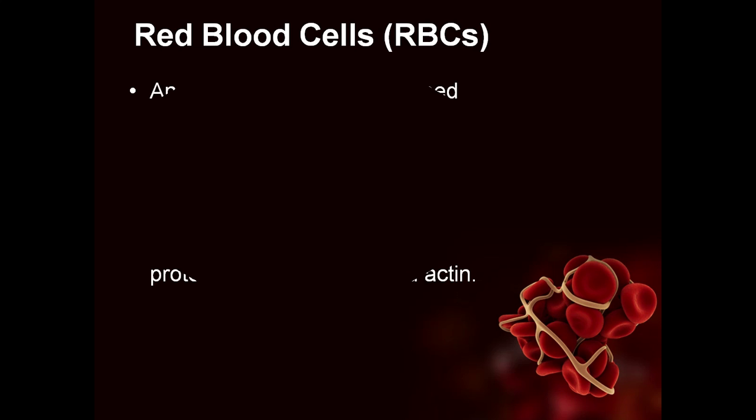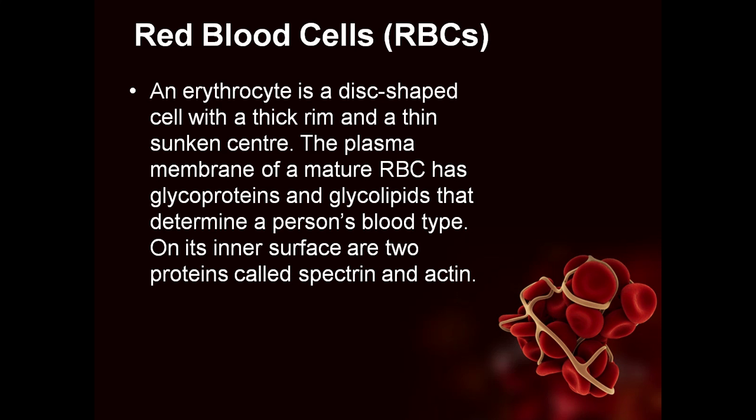Now let us continue our discussion here. The erythrocytes, for which we have seen the range and the function, are what? They are disc shaped structures, right? And this is an adaptation they have for the enhancement of their function. An erythrocyte is a disc shaped cell with a thick rim and a thin sunken center. You can see here in the diagrams the sunken center.